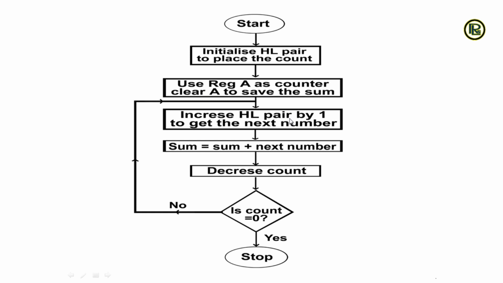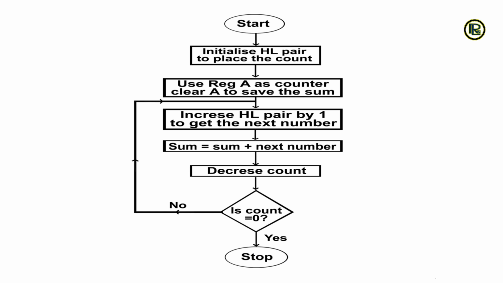Then we have to increase HL pair by 1 to get the next number. Then the sum will be the earlier old sum plus the next number. And then we have to decrease the count. And we have to check here, is count 0? If it is no, then we have to go back here in the loop and this will continue like this. But if the count is 0 and the answer is yes, the program will stop.